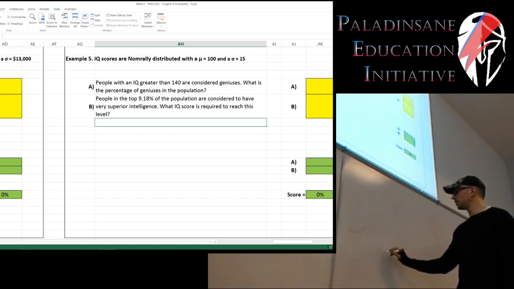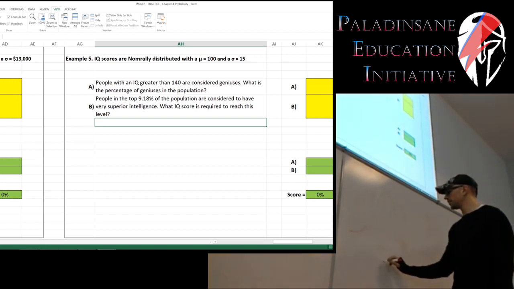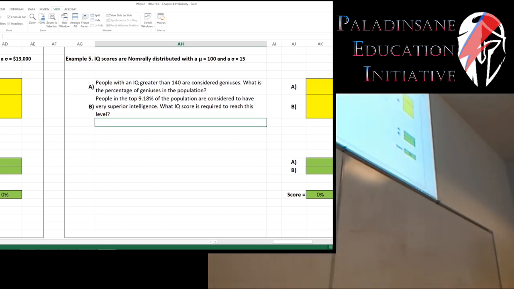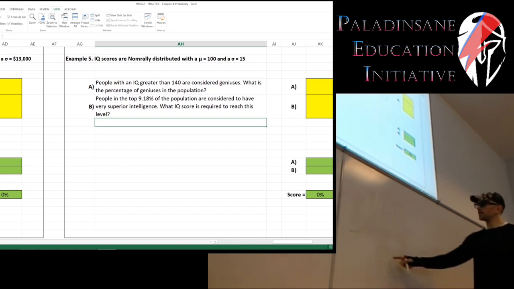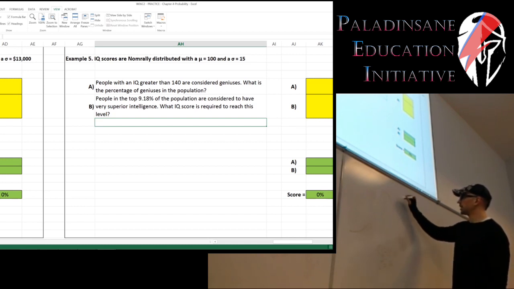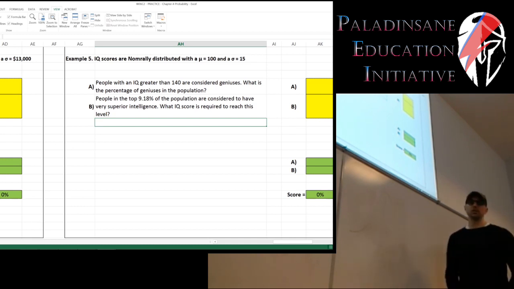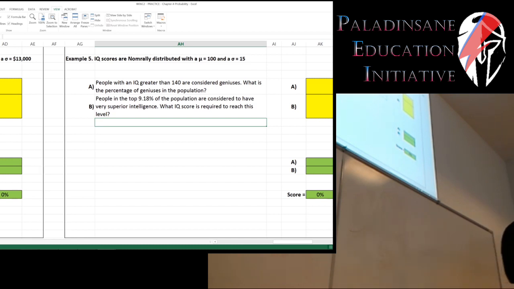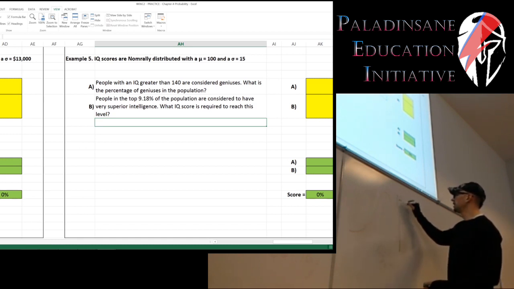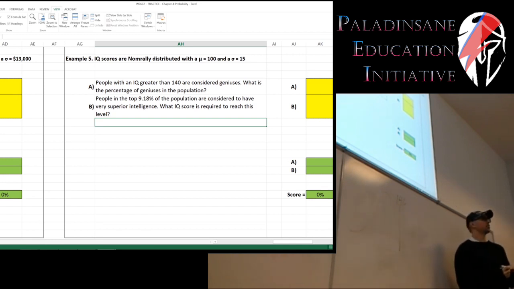It has a mean of 100. It's got a standard deviation of 15. And what we want to know is the percentage of people with IQs of 140 or more, who are considered geniuses. So there's 100. Let's just say that this line right here is where 140 is. You don't have to be exact about this. You just need the visual. Is that actually 140? Probably not, but all we need is the right type of curve.